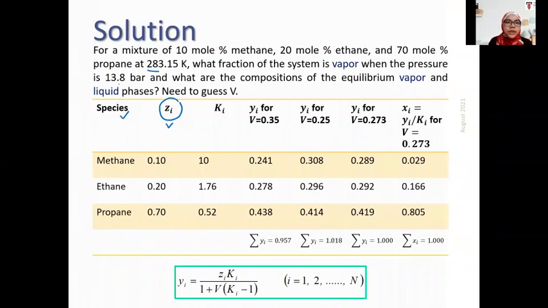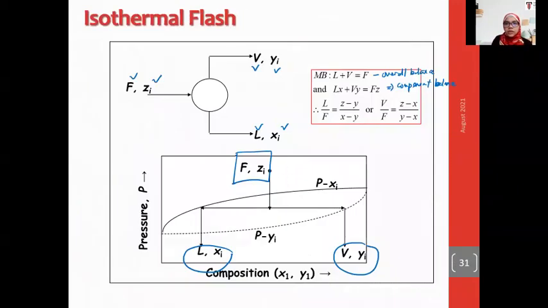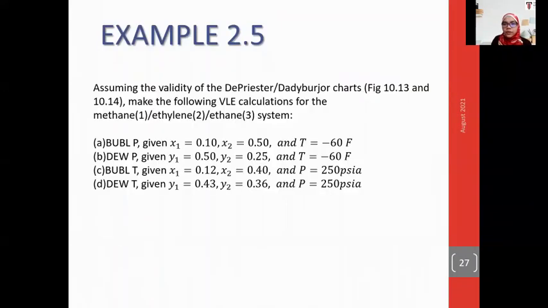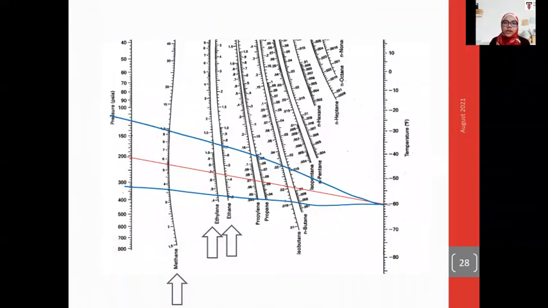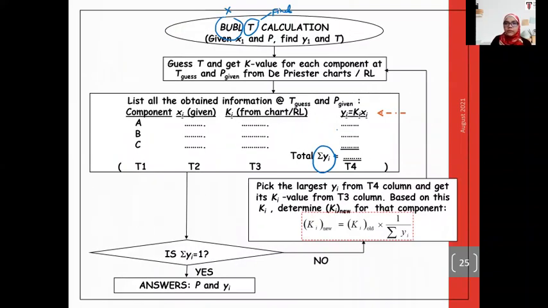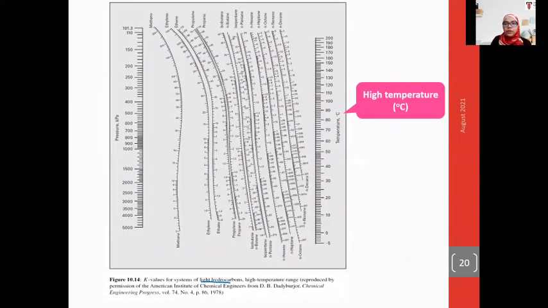Okay, since temperature and pressure are given, the first column is to list the species, and the second is the fraction from the information given. And then Ki, you can obtain it from the chart. So at 10 degrees Celsius, let's refer to the chart. Okay, so we have temperature and pressure. This is Fahrenheit. You may refer to this at 10 degrees Celsius, and then 13.